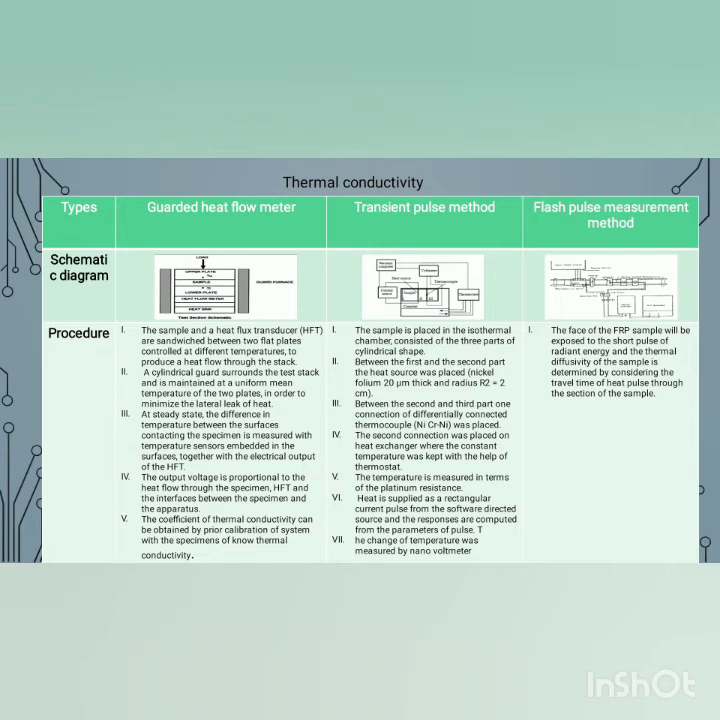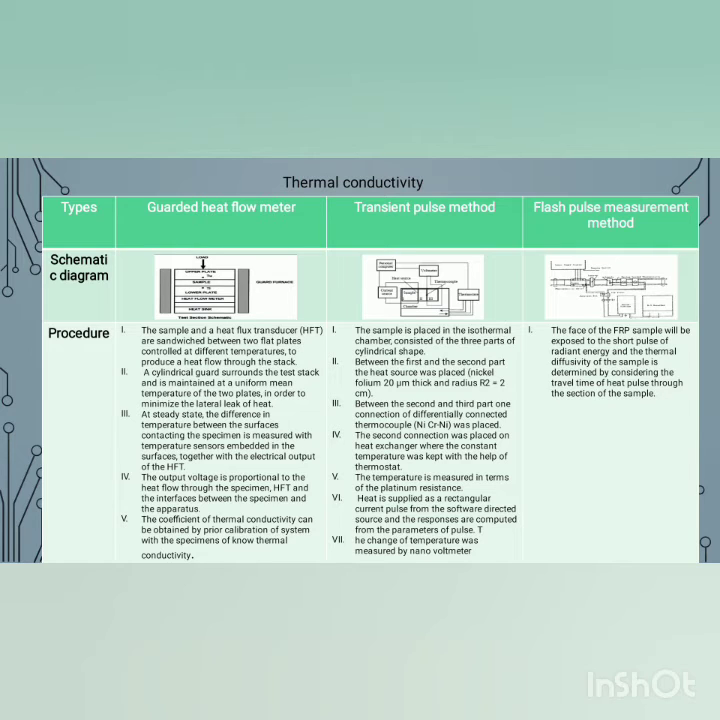At steady state, the difference in temperature between the surfaces contacting the specimen is measured with temperature sensors embedded in the surface, together with the electrical output of the HFT. The output voltage is proportional to the heat flow through the specimen, HFT, and the interface between the specimen and the apparatus. The coefficient of thermal conductivity can be obtained by prior calibration of the system with a specimen of known thermal conductivity.